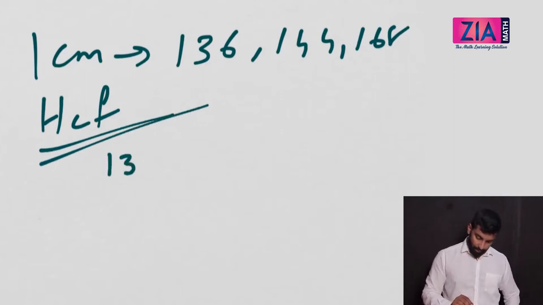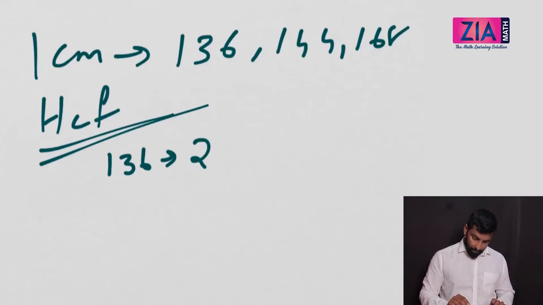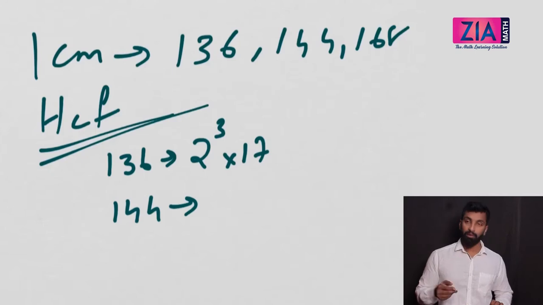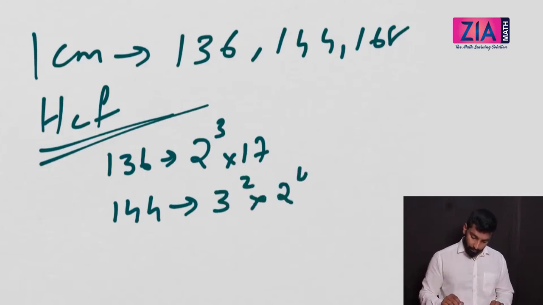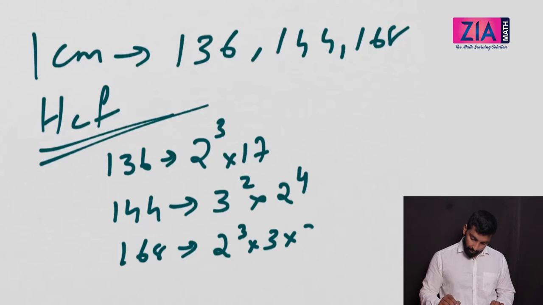So what is 136? 136 is 2 raised to 3 into 17. What about 144? 144 is 12 into 12. So what is that? 3 square into 2 raised to 4, right? What about 168? You will get 2 cube into 3 into 7.